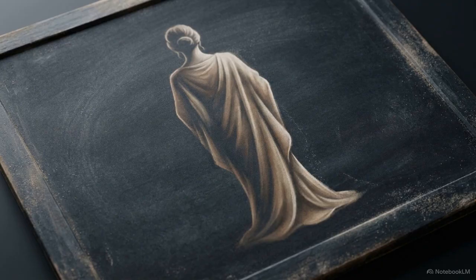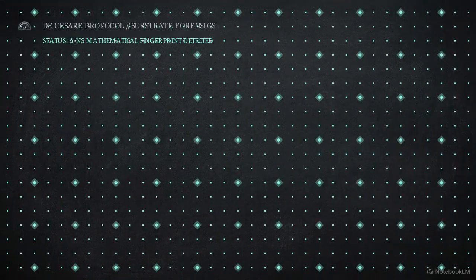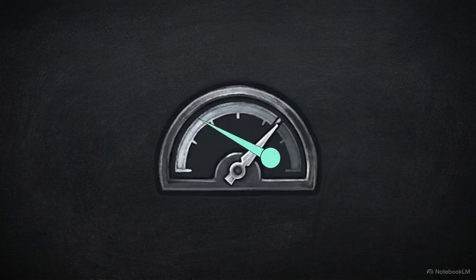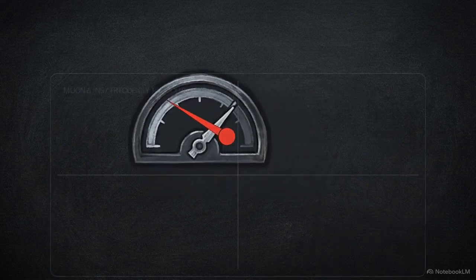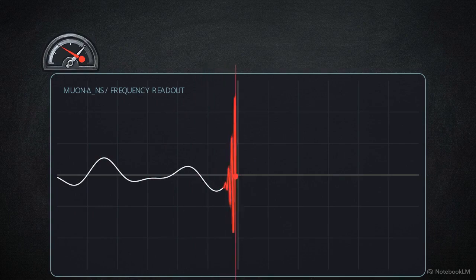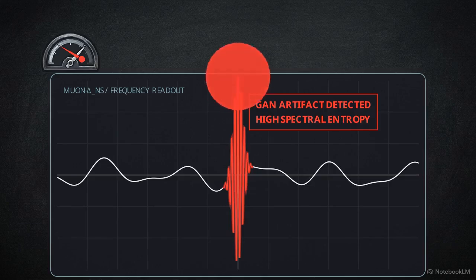When the pixels appear flawless to the eye, the hypergraph must rely on deeper forensics to find a contradiction. Generative models leave behind mathematical fingerprints in their noise profiles. These profiles deviate from the natural sensor data captured by physical hardware. ViTA-VQ uses a specific metric called muon delta ns to measure the spectral entropy, or the noise floor, of each hyperedge. Looking at this frequency readout, we can see a smooth, natural baseline, interrupted by a jagged, high-frequency spike. This is a GAN artifact.